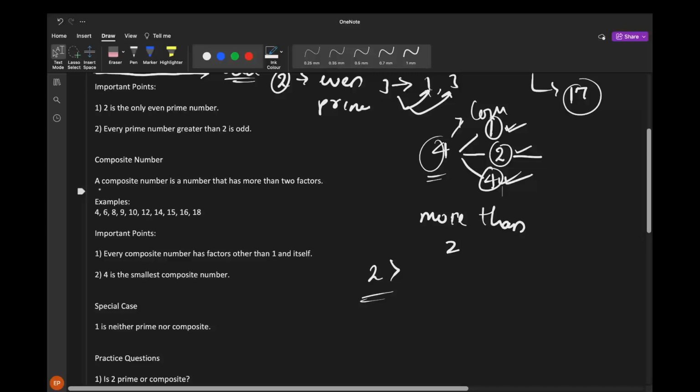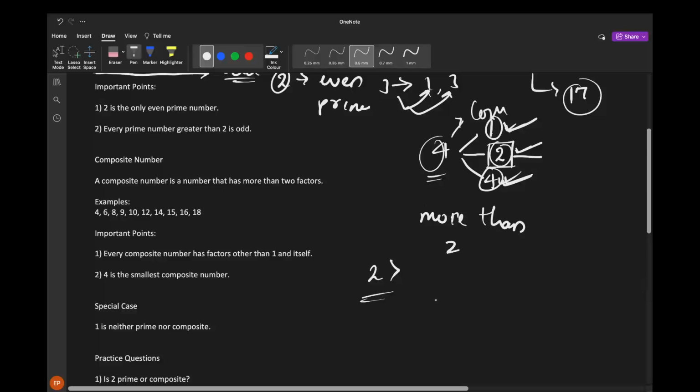Here you can see the definition. A composite number is a number that has more than two factors. For example, 4, 6, 8, 9, 10, and so on. Here are some important points. Every composite number has factors other than 1 and itself. As I told, other than 1 and 4, it has extra factors. So it is called a composite number.